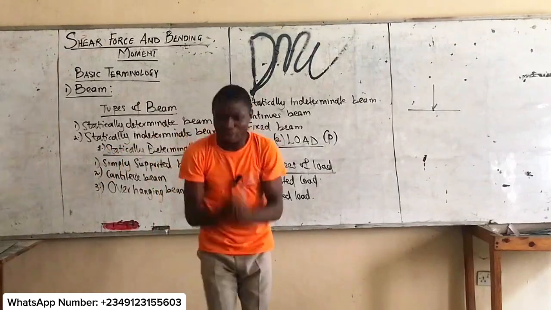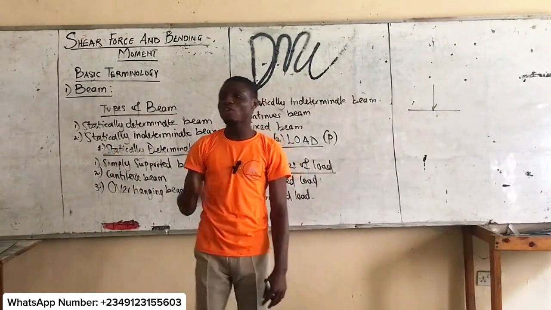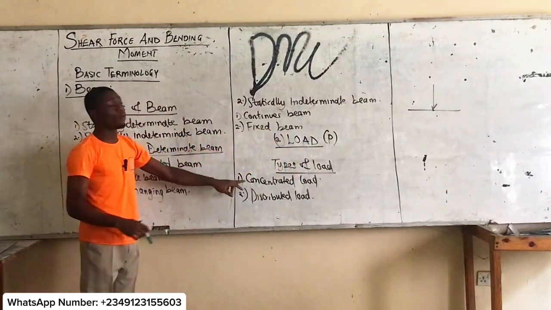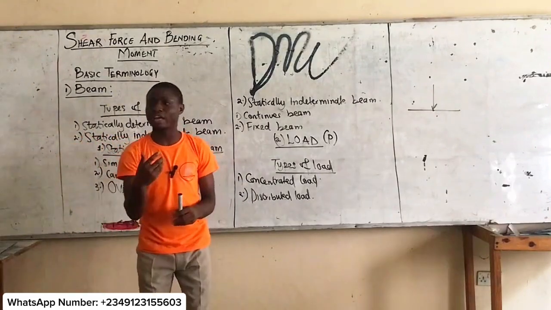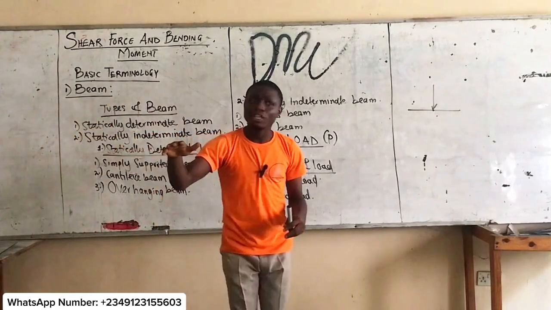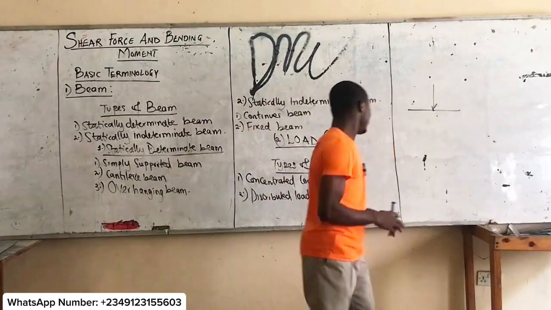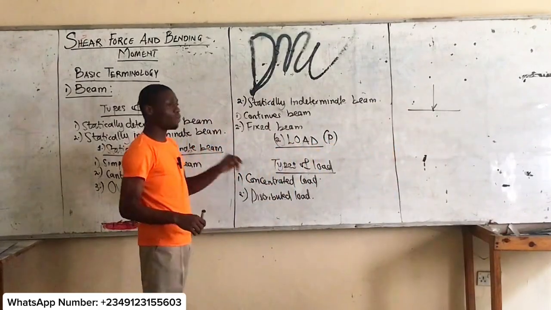So it does not exist. You can't see a load in a point. But for calculation's sake, we discuss this concept. But majorly, all structures are in form of what? Uniformly distributed load. So let's start with the first one here. Definition, please.